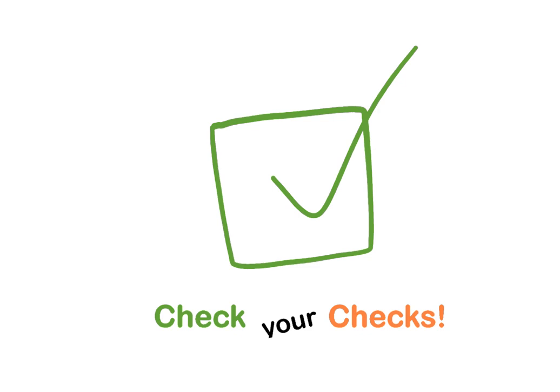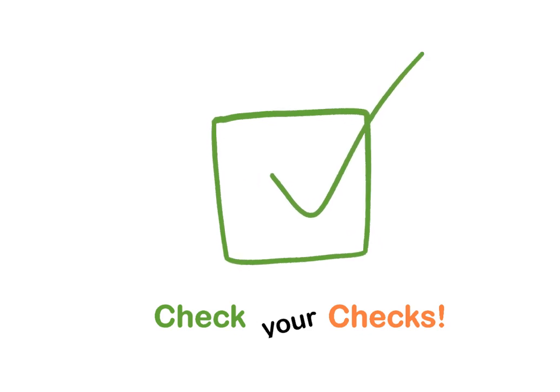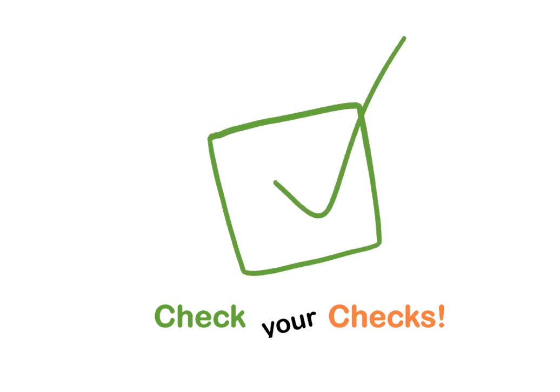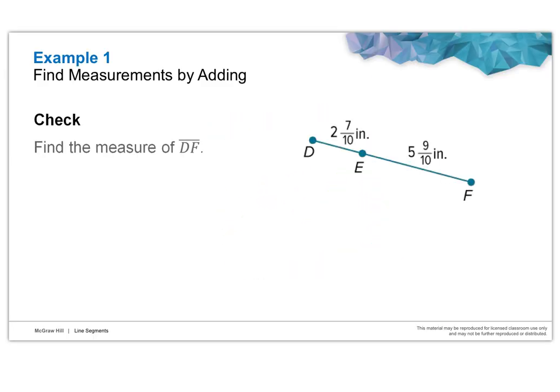Okay, everyone, this is the part of the video where you really want to check back on the answers to those checks that were assigned to you as you were watching. To find the measure of DF here, we are going to use the idea of betweenness, that DF is the sum of DE plus EF. There we go.